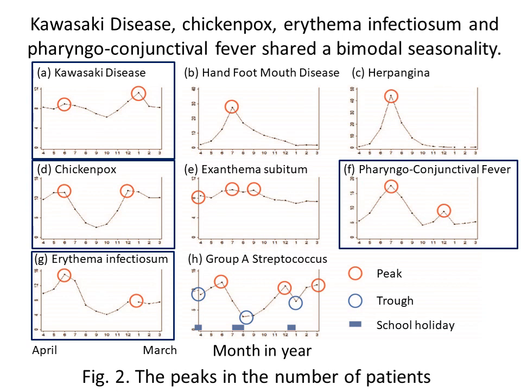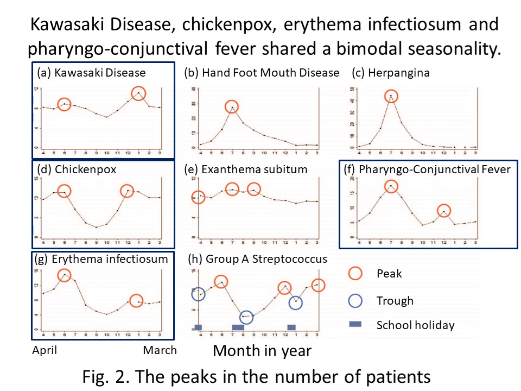Kawasaki disease, chickenpox, erythema infectiosum, and pharyngo-conjunctival fever share a similar bimodal seasonality. The peaks for these 4 diseases occurred from June to July and December to January. Interestingly, Group A Streptococcus pharyngitis presented a trimodal seasonality.